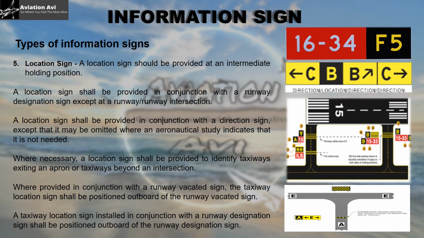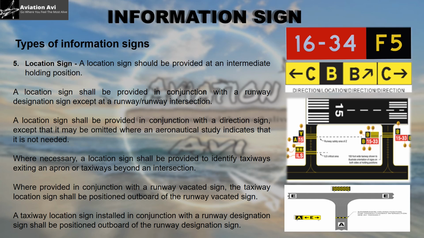Now, a location sign shall be provided in conjunction with a runway designation sign except at the runway or runway intersection. A location sign shall be provided in conjunction with a direction sign except it may be omitted where aeronautical studies indicate that it may not be required. So in our previous slide, we saw that a location sign was not given in one of the cases because, in case we have an aeronautical study, there is sufficient information given on the ground to let the pilot of the aircraft know what particular location of the aerodrome they are on. In that case, the direction sign may not be required to be in conjunction with a location sign.